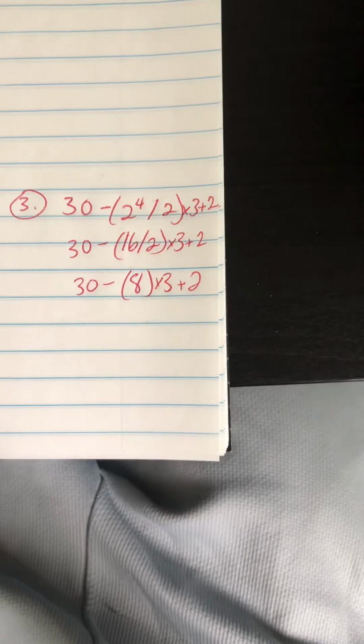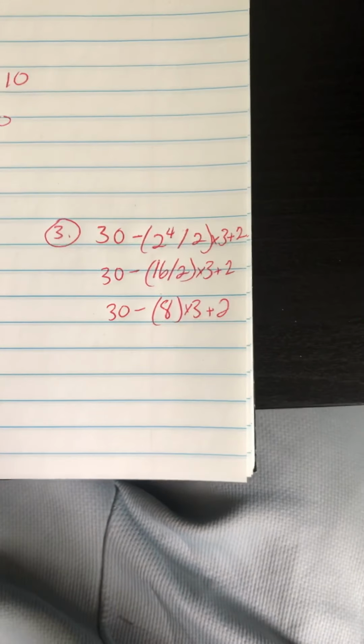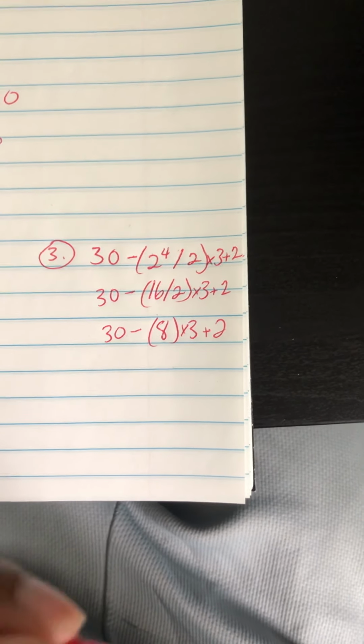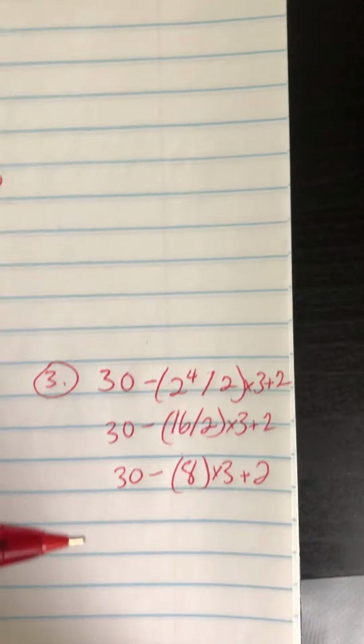So I hope you guys can see the pattern of what I'm doing. I'm writing everything down. Sometimes we want to just take shortcuts and just do what we see, but we got to make sure that as I read from left to right, I'm doing what I see first, okay? And so right here, this is going to be 8 times 3 is 24 plus 2 minus 30.